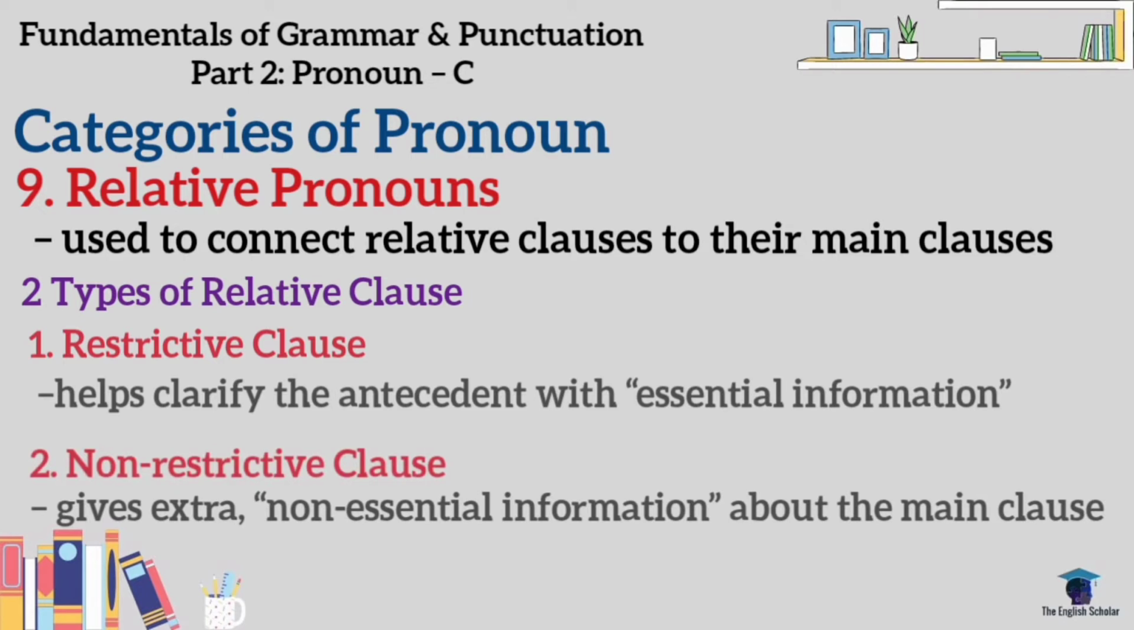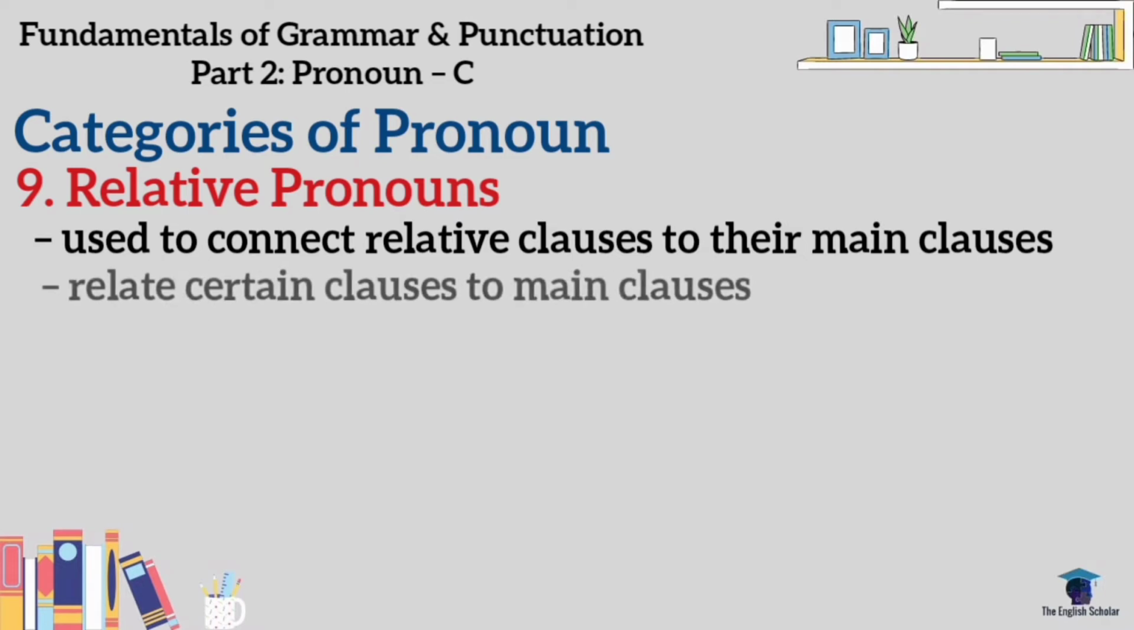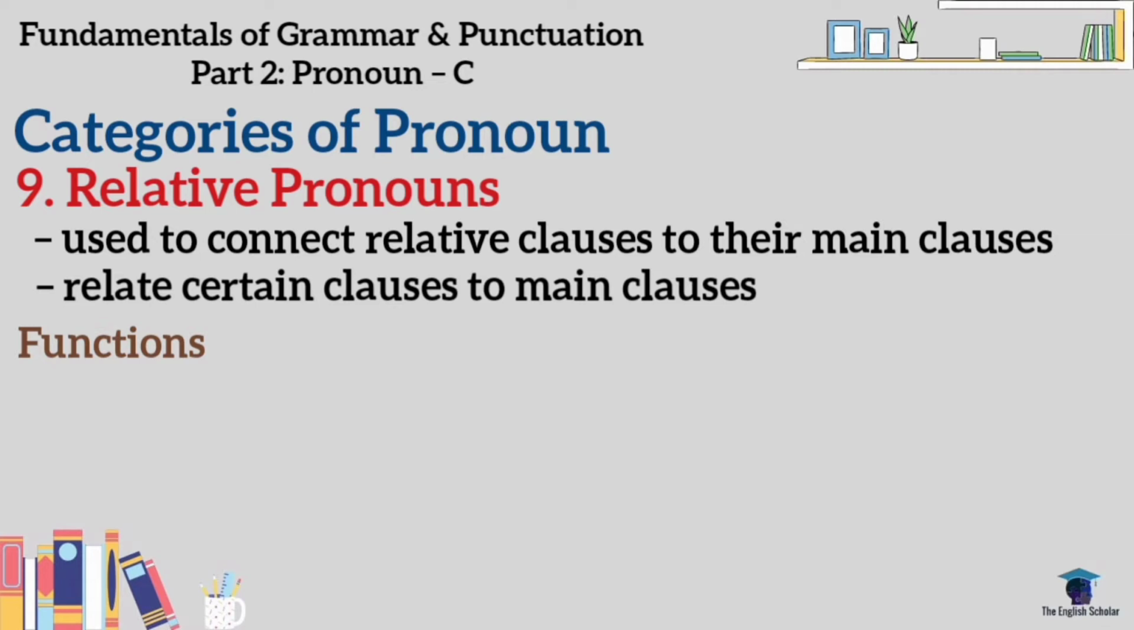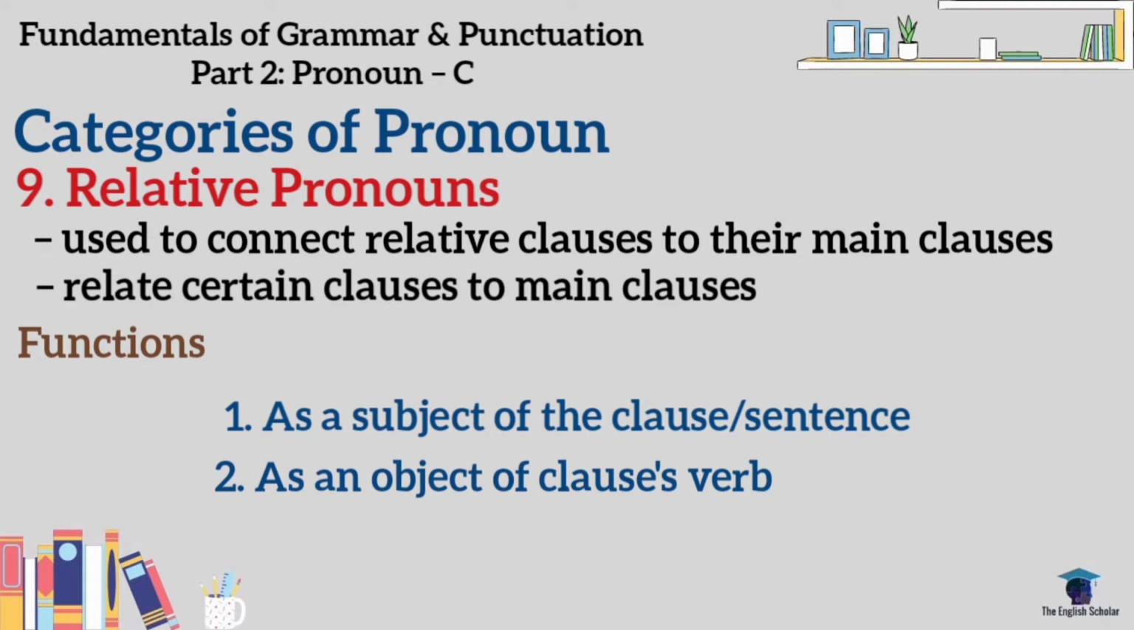Please do not be confused. Though interrogative and relative pronouns mostly have the same forms, they are, however, used differently. Interrogative pronouns, from the term itself, are used for asking questions, while relative pronouns are used to relate certain clauses to the main clauses. In a relative clause, the relative pronoun functions in 3 ways. Number 1, as the subject of the clause. Number 2, as the object of the clause's verb. Or number 3, as a possessive determiner.